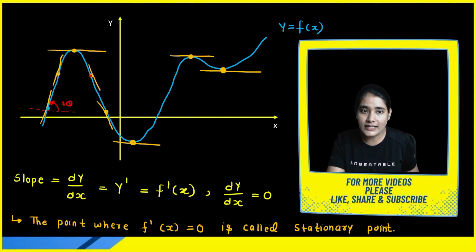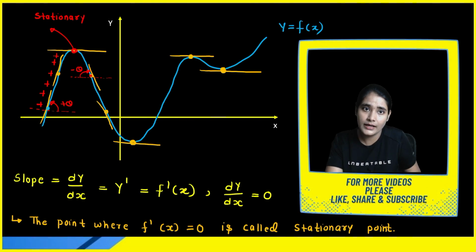Suppose that you are somewhere here and you want to check whether slope is positive or negative. So from the horizontal you have to measure the angle. If you are going clockwise, your slope is negative. So now we can easily say this thing: whenever you are going like this, your slope is positive, then your slope will become 0, and this is your stationary point. Then after 0 your slope will become negative.